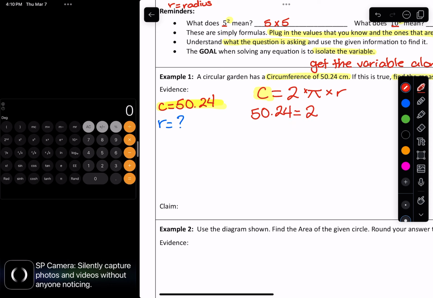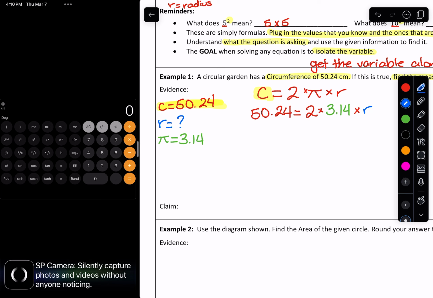2 doesn't need to be replaced. Pi, so pi is equal to 3.14. This is something we know, so we're just going to put that in there. So now it's 2 times 3.14, and we need times r. Oops, sorry, wrong color. R.